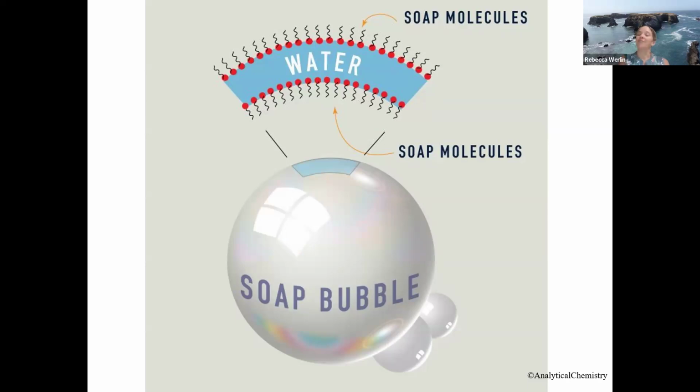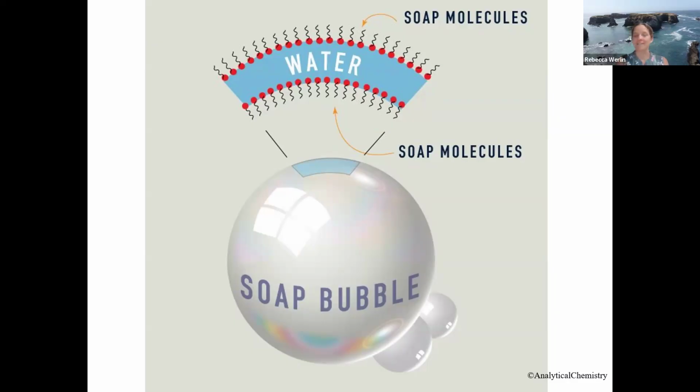Soap. Hydrophilic heads want to interact with water, and the hydrophobic tails want to stay away from water, so soap makes soap bubbles. Hydrophilic heads facing in, trapping a small layer of water, and hydrophobic tails facing out.